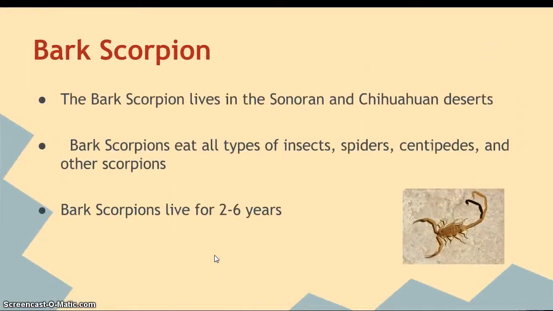Here we have our bark scorpion. The bark scorpion has hairs on their legs and other parts that are sensitive to the vibrations in the air. And also, to avoid extreme heat, they will go under rocks and other things to avoid daylight, which is the heavy heat.